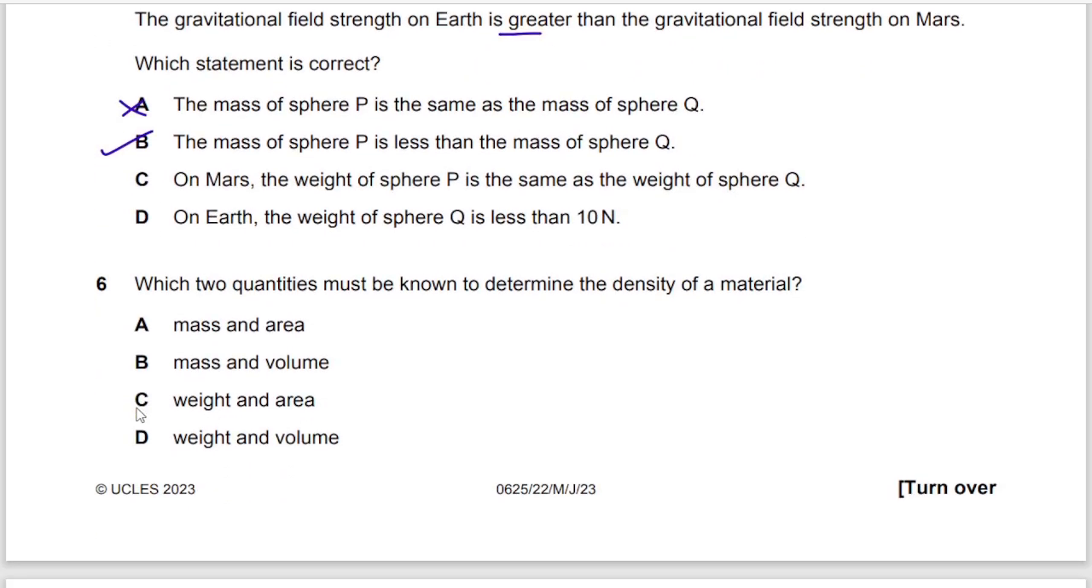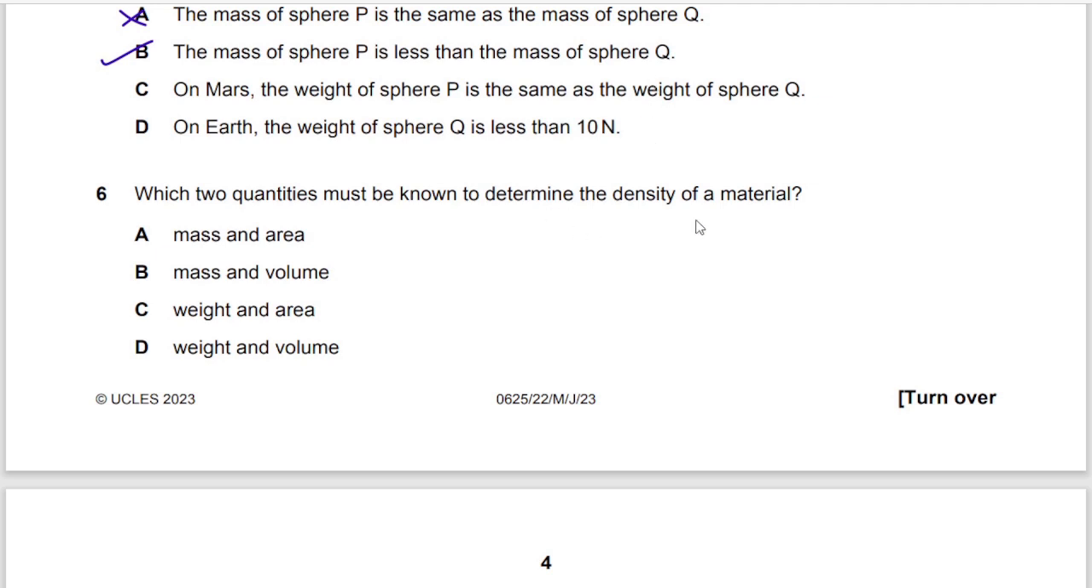Question number 6 says which two quantities must be known to determine the density? So density we know is equal to mass upon volume. So mass and volume we need to know to find density. So the correct option is B.